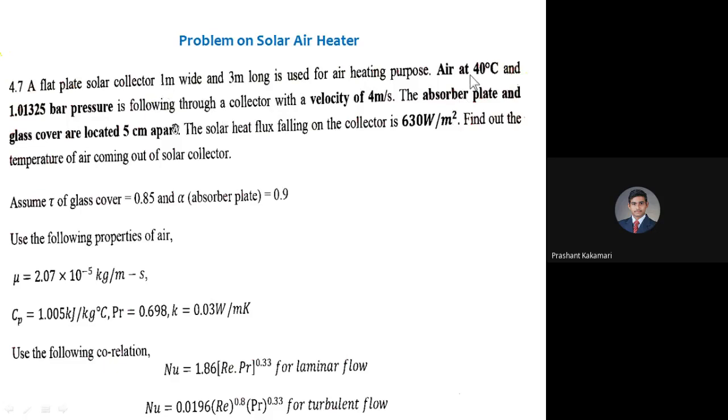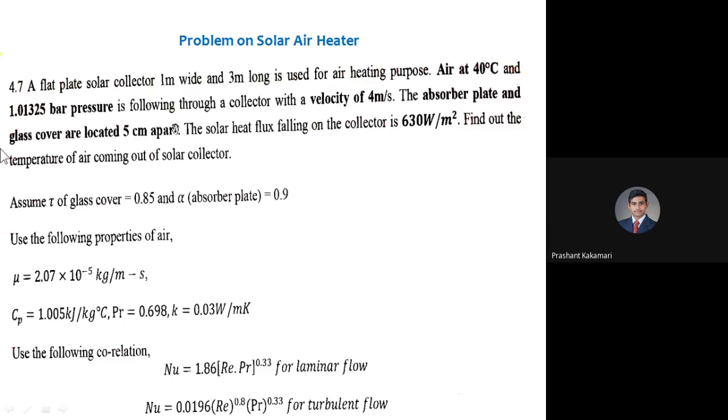Air at 40 degrees centigrade and 1.01325 bar atmospheric pressure. So the air temperature at inlet is 40 degrees centigrade. Maybe it is in desert conditions. So that's why at atmospheric pressure, the air temperature is 40 degrees centigrade. Already the air is at high temperature, still we have to heat it. It is flowing through a collector with a velocity of 4 meters per second. So this air is moving in the channel at 4 meters per second.